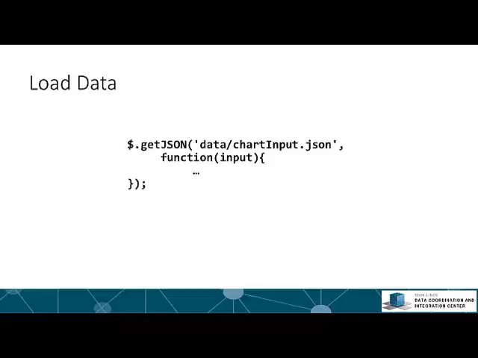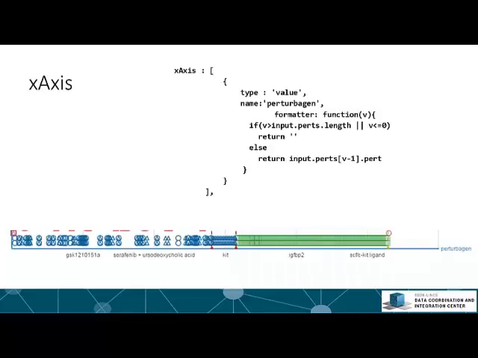To load the data, we use the jQuery function getJSON to load the input data asynchronously as the input variable. In this slide, we set up the x-axis. Since our input coordinates are numbers, the type of the x-axis is set to value. The name perturbation is the name of the x-axis shown on the rightmost.